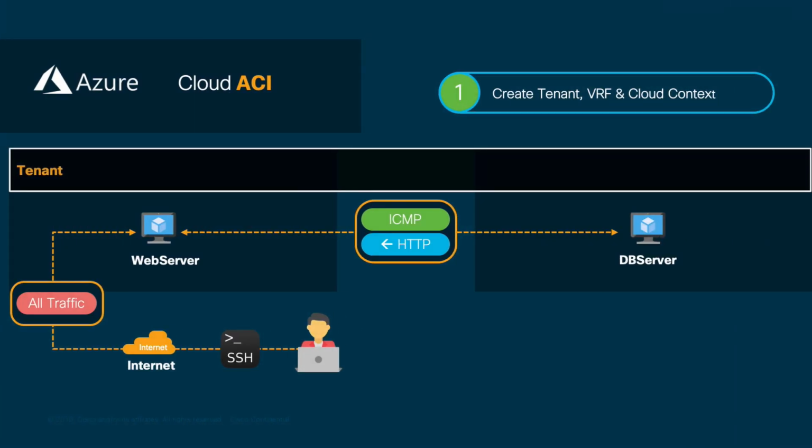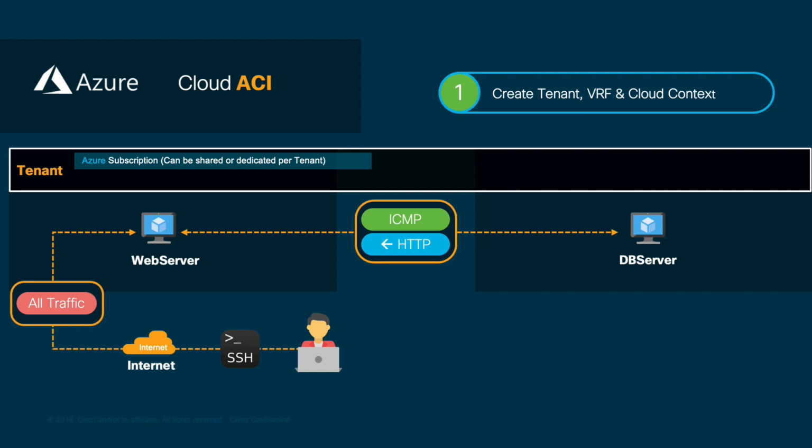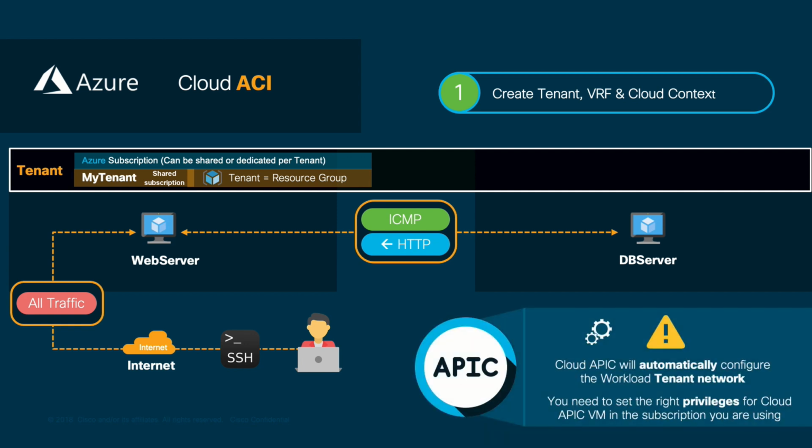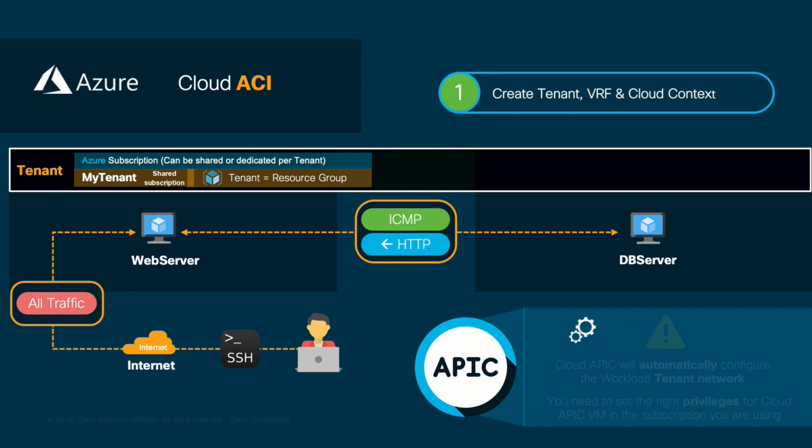In our case, we will be sharing the same subscription with our infra tenant, where Cloud APIC has deployed. Remember that each tenant we create in Cloud APIC on Azure will require a different resource group. Therefore, before we start with the configuration, we will need Cloud APIC to have enough privilege over the subscription to automatically create those resource groups and configure their network.